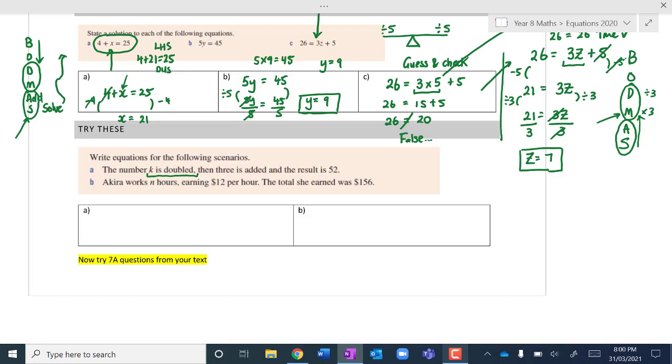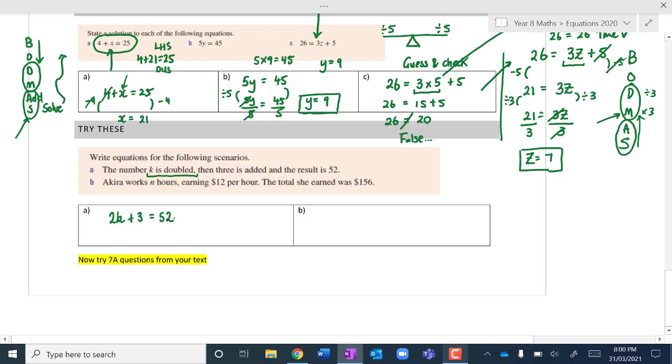The number k is doubled. So let's do that. We've got to turn this into an equation. So we've got 2k. 2 times k is 2k. Then 3 is added to the result. Okay, and 3 is added to the result. And the result is 52.